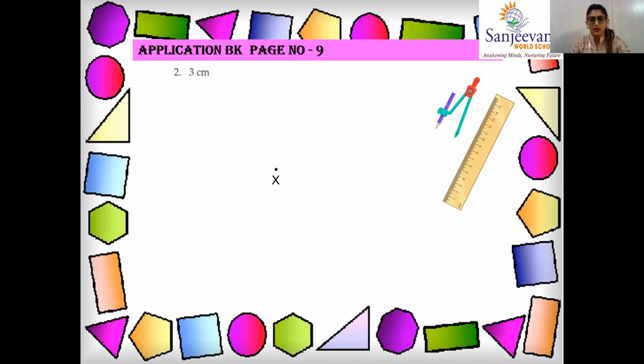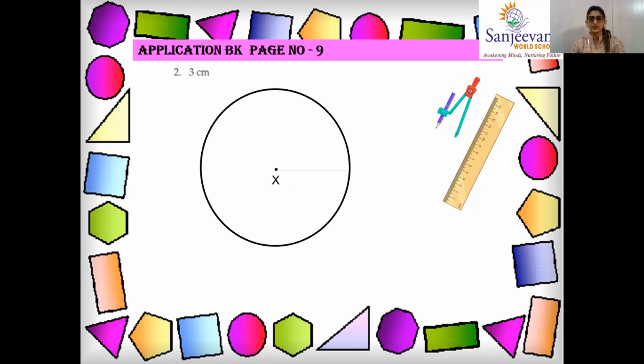Keep your compass point on the center point of your book which you have marked and then just draw a circle. Once the circle is drawn, use your ruler and draw the radii, a straight line. Name the other end of the radii as Y. And the measurement of the radii which we have drawn is 3 centimeter.